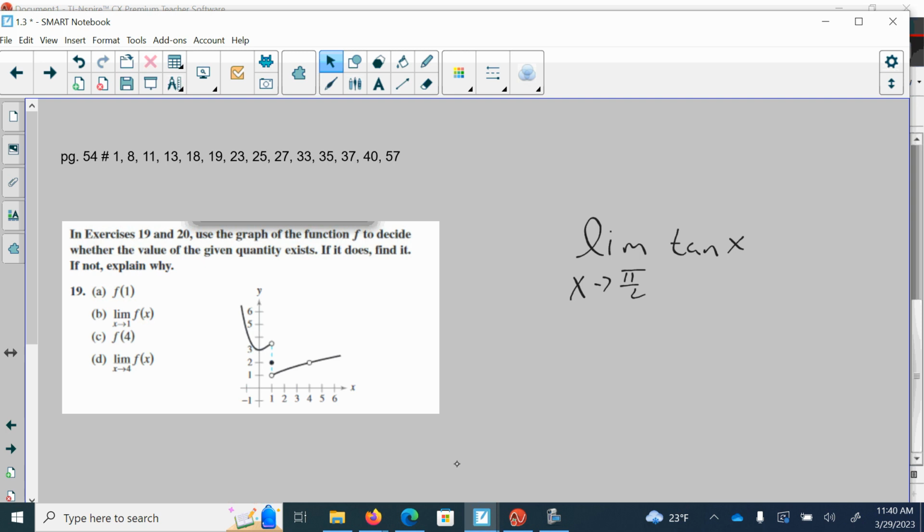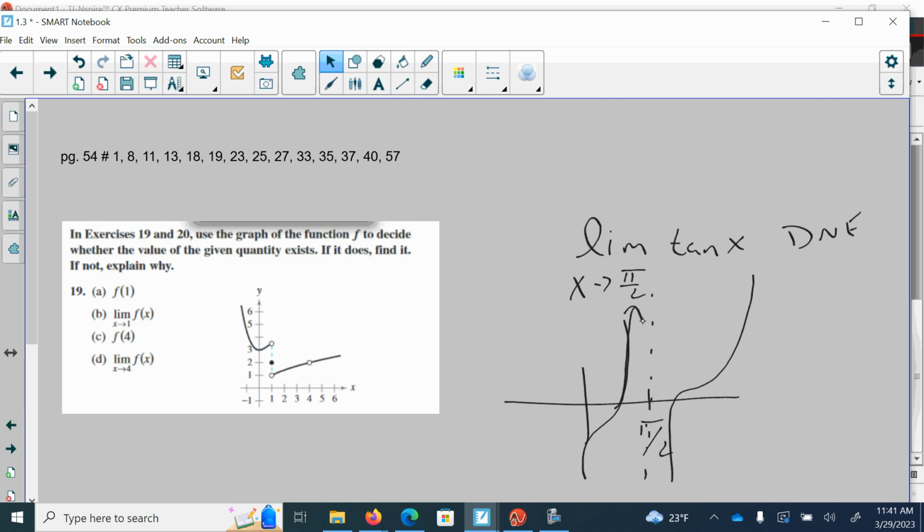Well, so at pi over 2, and so here's pi over 2, we had a graph that went something like this. Something like that. So at pi over 2, am I approaching the same number? No. So your limit does not exist. And your reasoning would be because as you approach from the left and as you approach from the right, you do not have the same number. Because as I approach from the left, it's going way up. As I approach from the right, it's going way down. It's not approaching a single number.